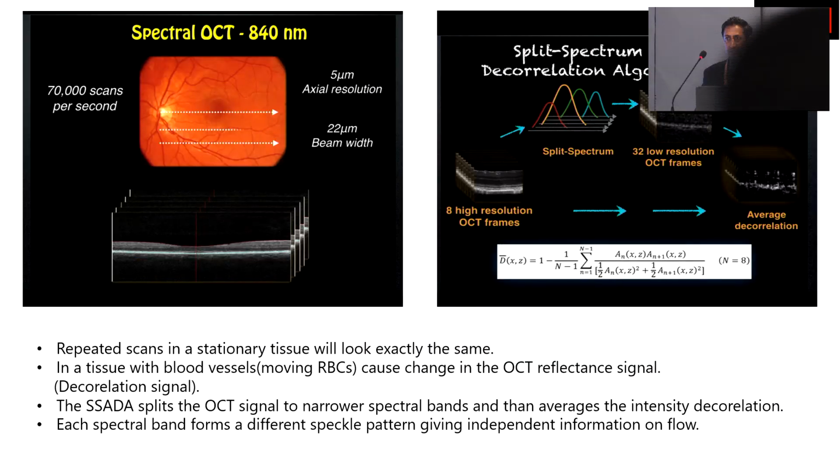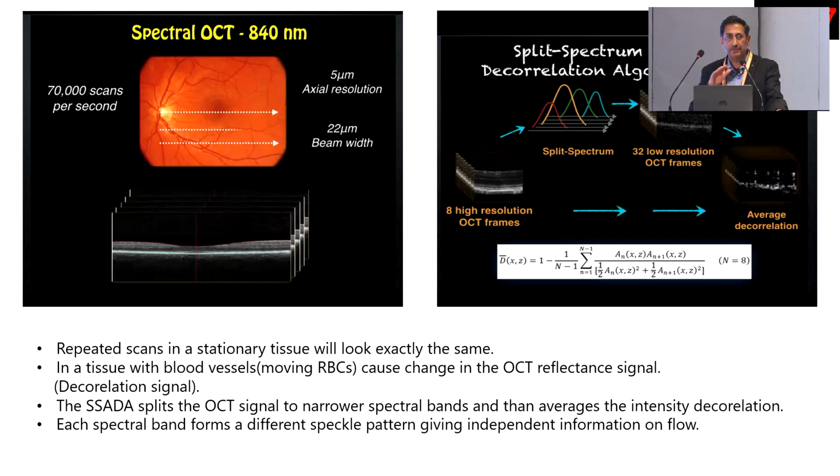So basically the principle is quite simple. Repeated scans are done at one place. If the tissue is stationary, all the scans are going to look the same. But if the tissue has blood vessels, and in the blood vessel the RBCs are moving, then when repeated scans are done, it will change because of the movement. So the reflectance will be different. That is known as decorrelation signal. So that is the basic principle.